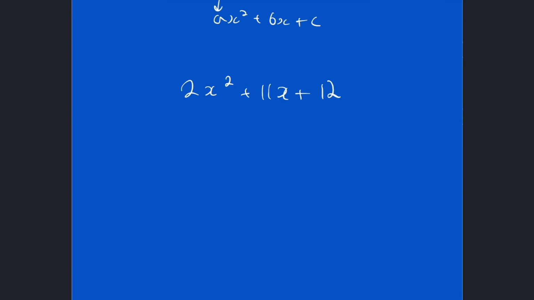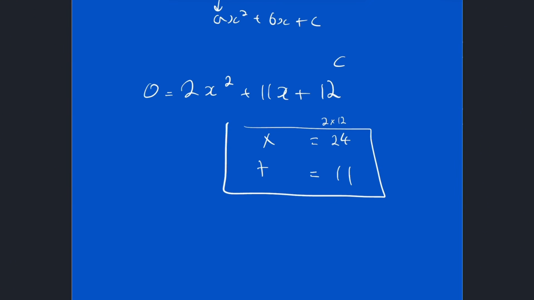Well, same as before, okay, we're trying to solve this. Normally we do two numbers that times to get 12 and two numbers that add to get 11. All we do differently is we do AC. Instead of two numbers that times to get C, two numbers that times to get AC, which is A times C, so 2 times 12, which is 24. Okay, let's go for it.